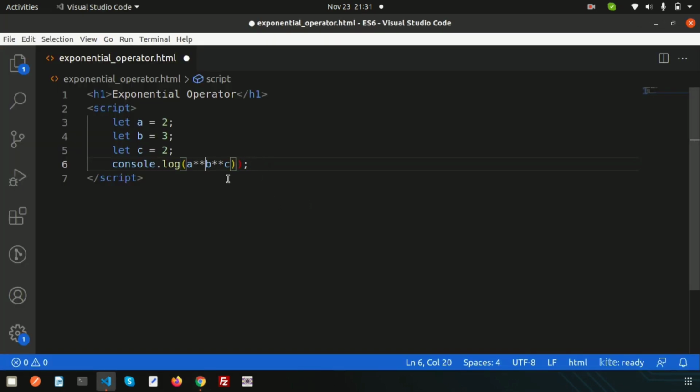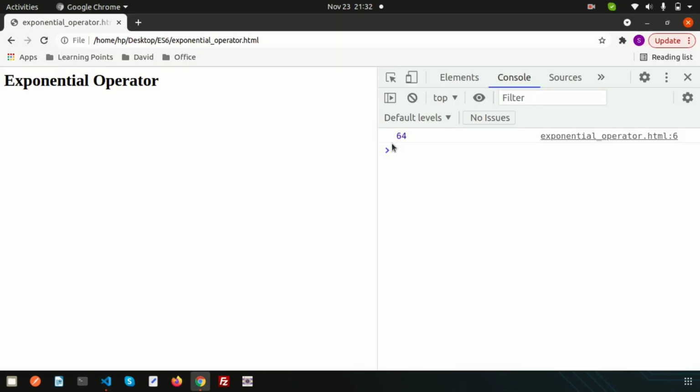But if I write it in this way, a exponent of b, then exponent of c, and inside the bracket I write a exponent of b, that means a to the power b, to the power c. Here the output will be 2 into 2 into 2, then again this 2, right? So let's refresh this. We are getting a different output, that is 64, right? I think you can understand what is happening, and this is a small concept.